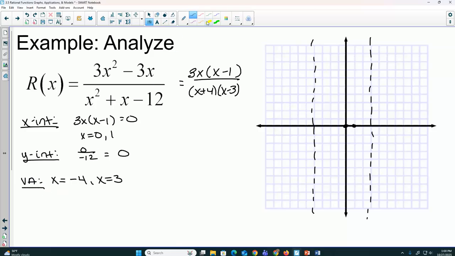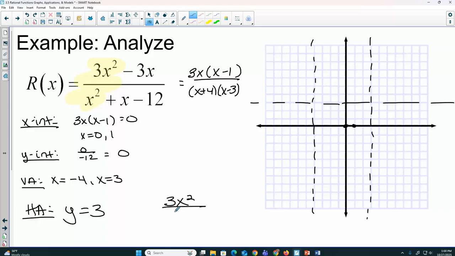Horizontal or oblique. To do that, we divide the leading powers. 3x squared divided by x squared, what happens? And you just get 3, so that's a horizontal, y equals 3. Wait, how do you get the horizontal one again? Divide the leading powers of x. So the highest on top was x squared. When you divide those, the x squared cancels. All right.